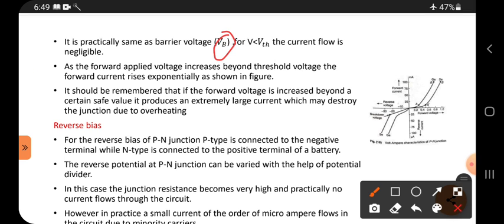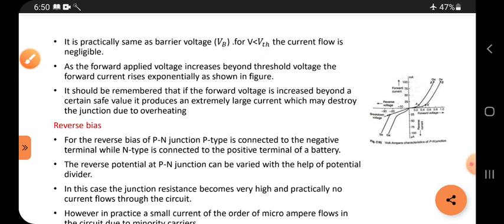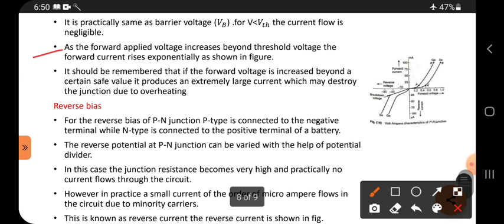Okay, for V less than Vth, current flow is negligible. So only when it is more than Vth does current flow start. As the forward applied voltage increases beyond the threshold voltage, the forward current rises exponentially. So the forward current rises exponentially, meaning at the beginning it does not increase much, and after a certain point it starts increasing rapidly with voltage like this in forward bias.